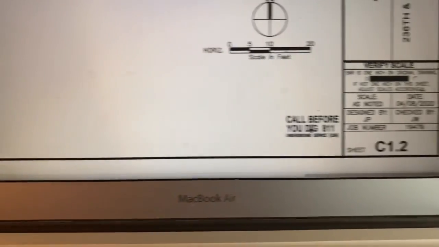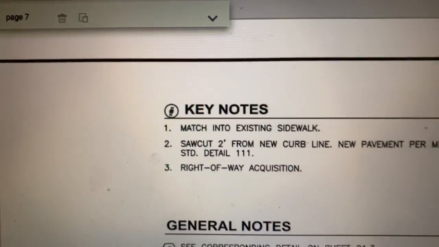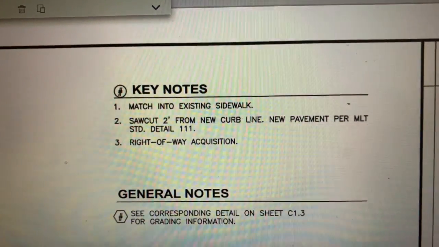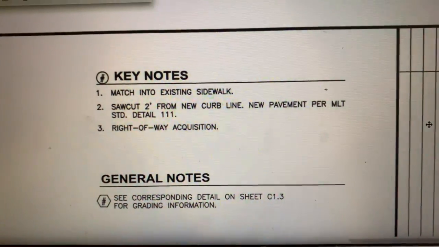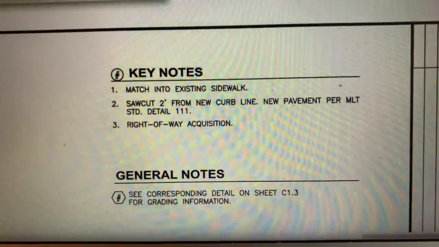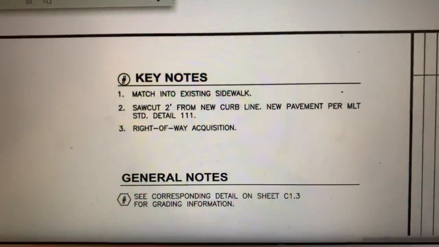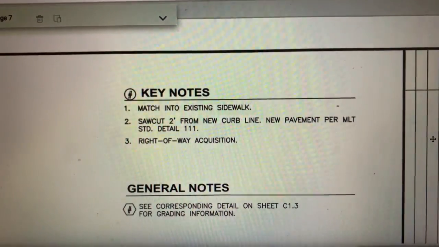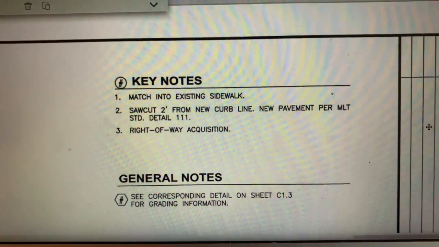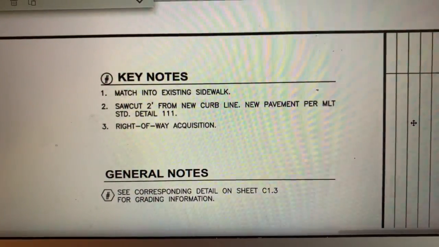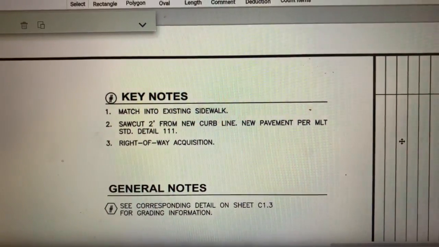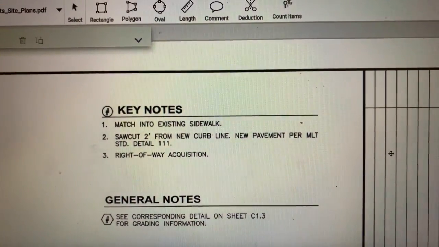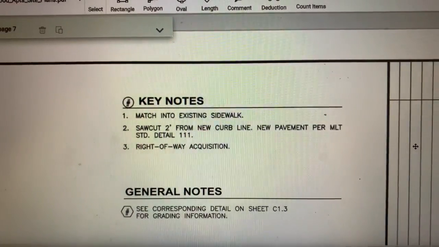So I'm still on C1.2, and it says up in note number 1, match into existing sidewalk, which we're doing. Saw cut 2 foot from the new curb line, new pavement per Mountain Lake Terrace, standard detail 111. I would imagine if they're going to do all the removal, they'll get that saw cut done for us and get that asphalt removed. Like I said, there might be a revision 1 where I have to add in all the removal, but I'm waiting to see what the contractor says about what the electrical company's doing.